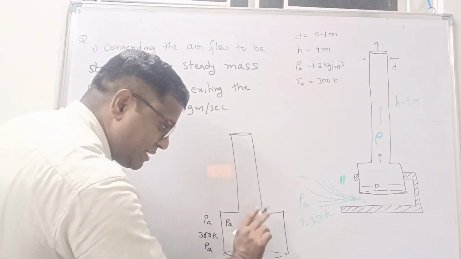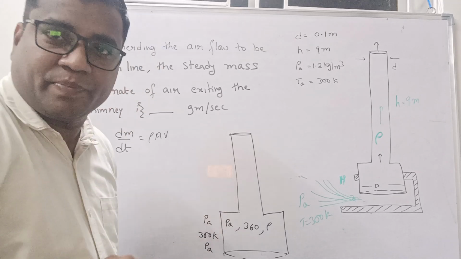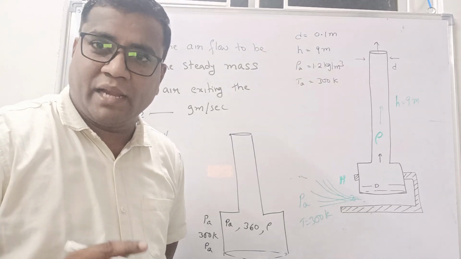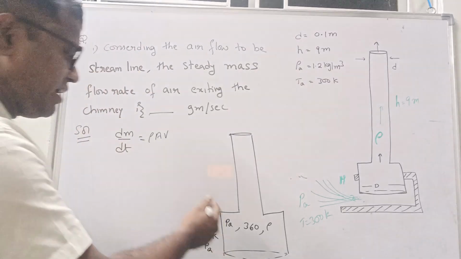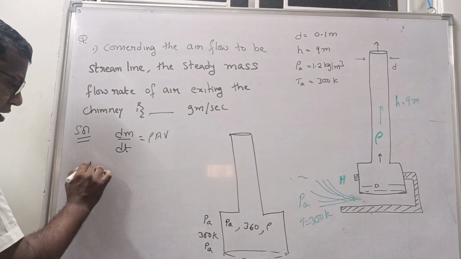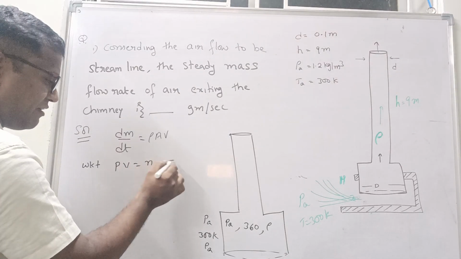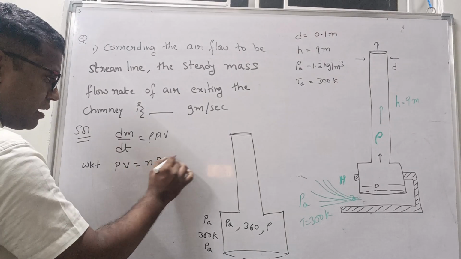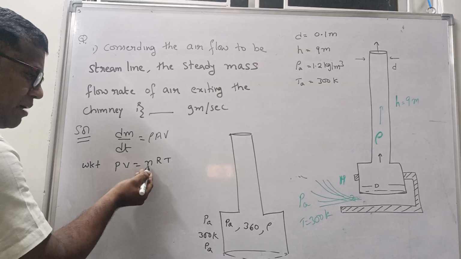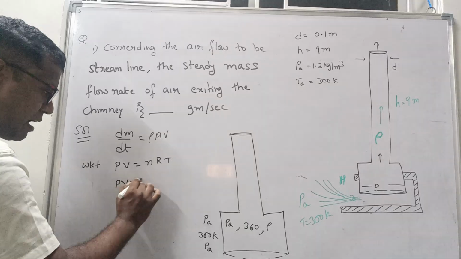When it enters the furnace, the temperature is 360. So I have to calculate the density first. Now see how to calculate density. We know that PV is equal to nRT. For 1 mole, I will write PV is equal to RT.